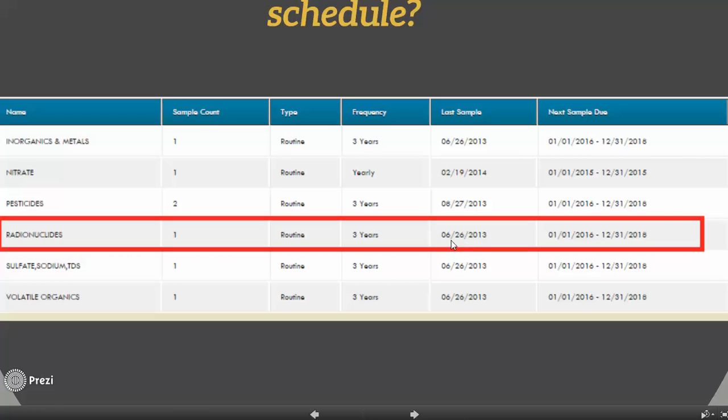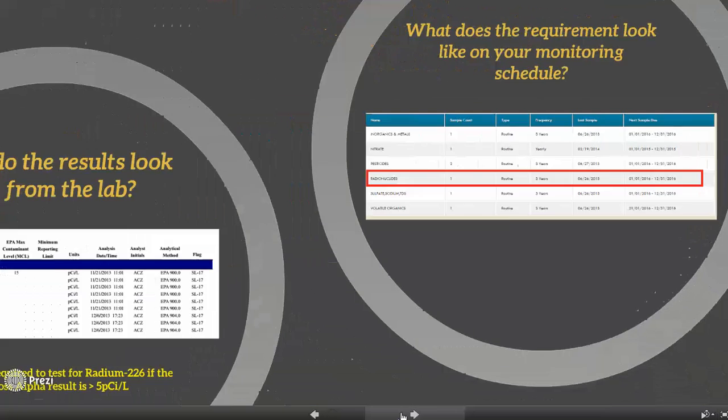The last sample that the source was taken was sampled on June 26, 2013, and so then you want to look at the next sample due date. Don't look at the years on this. This is wrong. I'm just having a glitch with the monitoring schedules at the time of this presentation. But the next sample due dates here should say 1/1/2014 to 12/31/2016. Anyway, look at these next sample due dates. They will be correct. They're not correct here, but they will be correct when we provide them to you. Okay, that's your monitoring schedule.